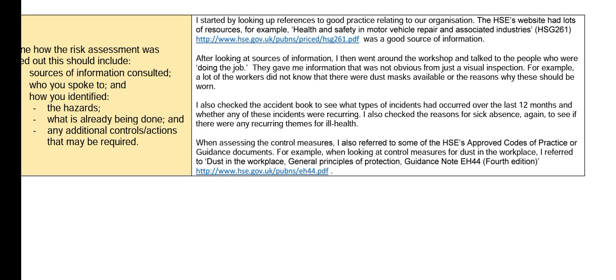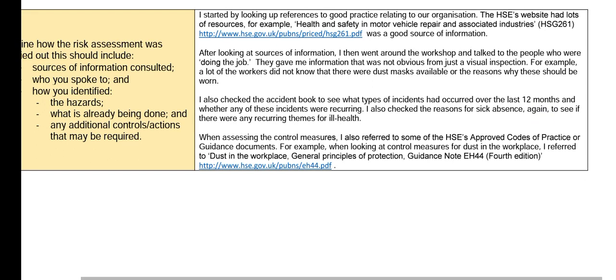Assessing the control measures, I also referred to some HSE approved codes of practice or guidance documents. For example, when looking at control measures for dust in the workplace, I referred to Dust in the Workplace: General Principles of Protection, guidance note EH44, fourth edition. This is an HSE website, from where I referred to some codes of practice for dust in the workplace. So here you give the reference.